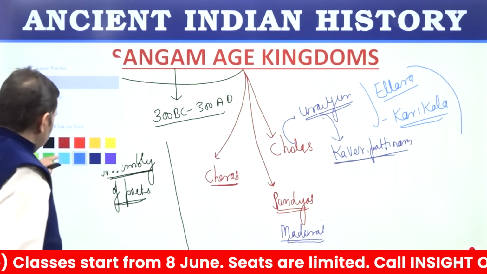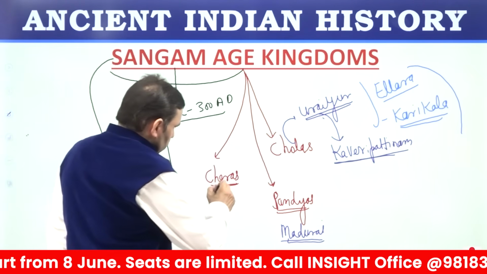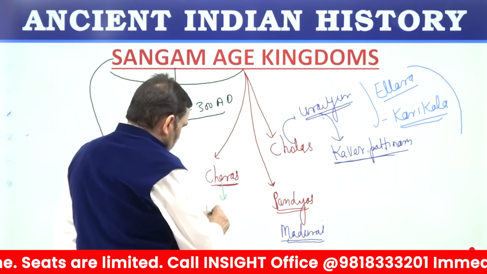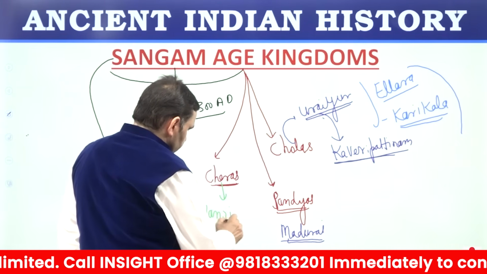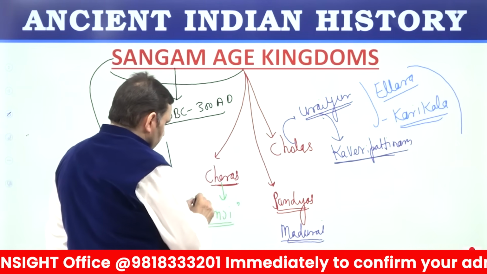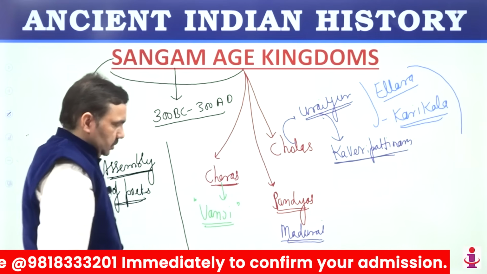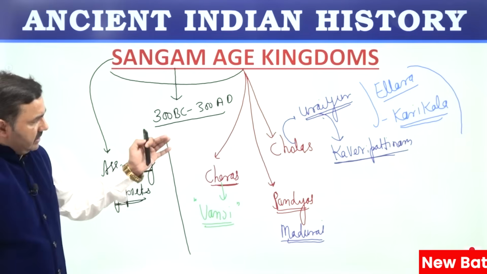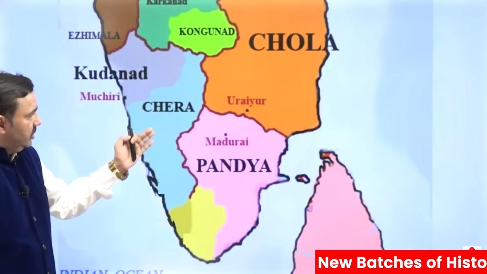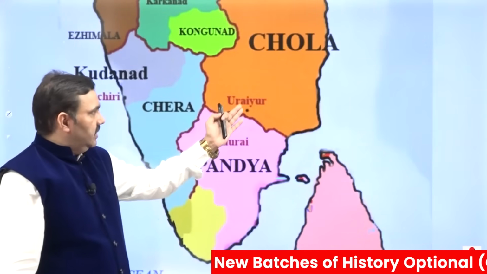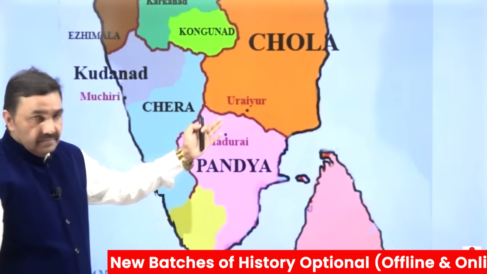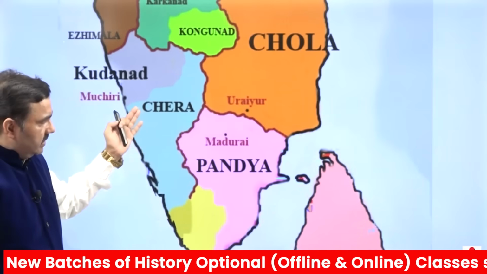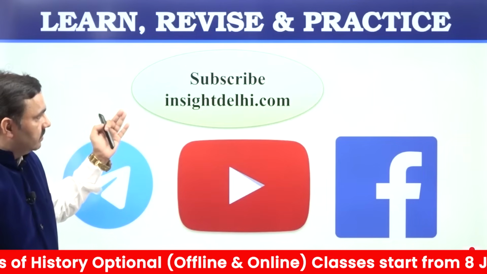Cheras were ruling on west coast. Capital was Vanji. They were famous for their naval power. Cholas were also famous for their naval power. So these 3 kingdoms were there in south during Sangam age: Cheras, Pandyas, and here Cholas. This is Sangam age political system.